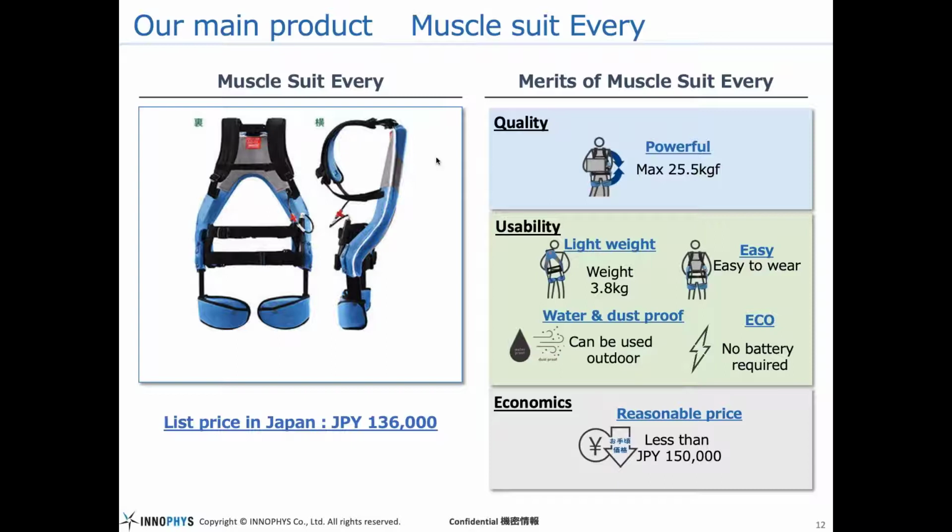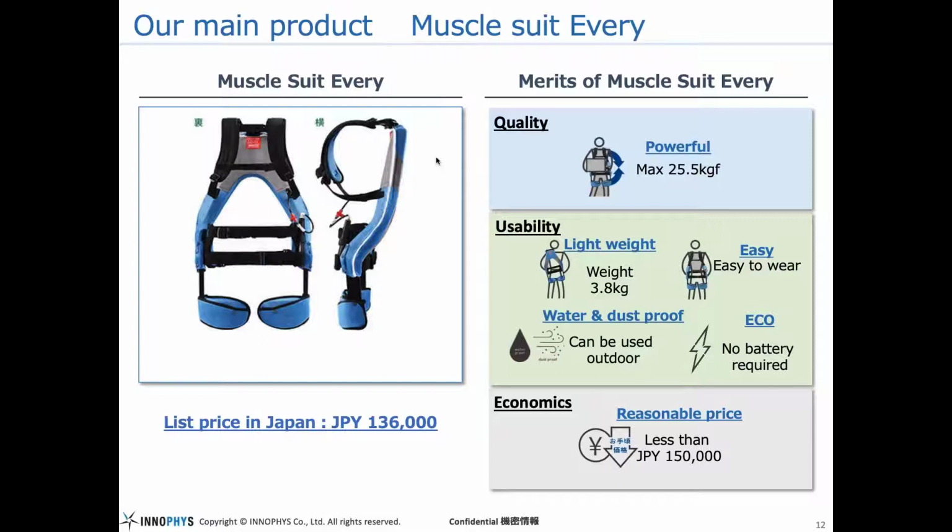And basically we have three main points about the characteristics of Muscle Suit Every. One is quality. It has a very powerful nature. The maximum assisting power is 25.5 kg. And it has very good usability. One is that it is very lightweight, the weight being only 3.8 kg. I talked about Muscle Suit Power being 6.6 kg, so compared to that, you can see how light this product is. And it is also very easy to wear.